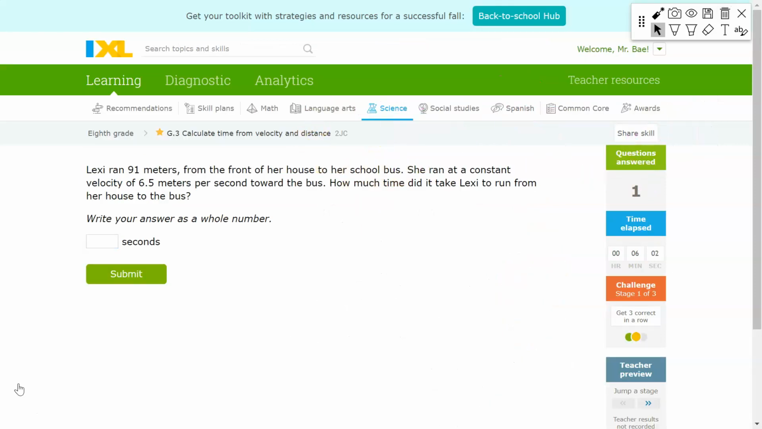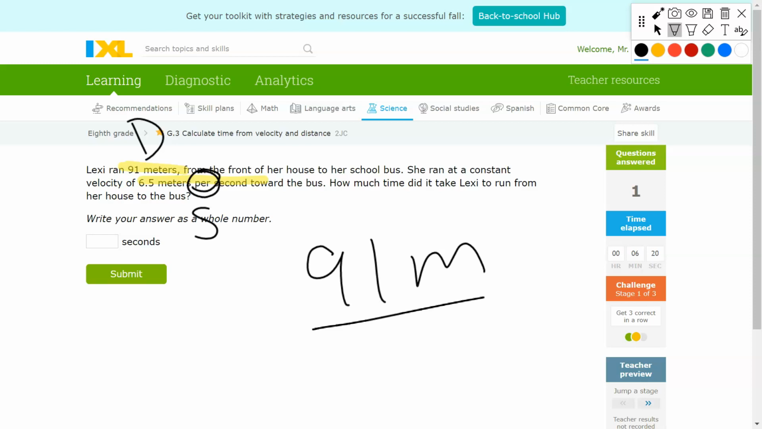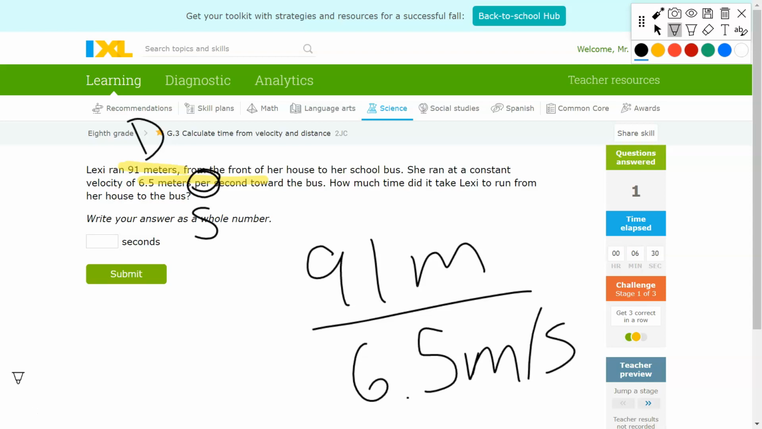Alright, moving on to the next one. So 91 meters. She did this for 6.5 meters per second. So 91 meters is your distance. 6.5 meters per second, this is your speed. So you're going to do 91 meters divided by 6.5 meters per second. And if you do that, you are going to get 14. So we're going to put 14 in here.